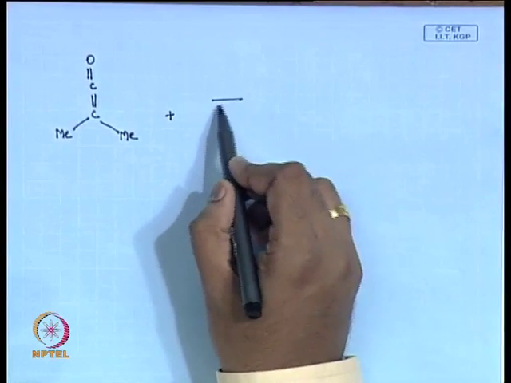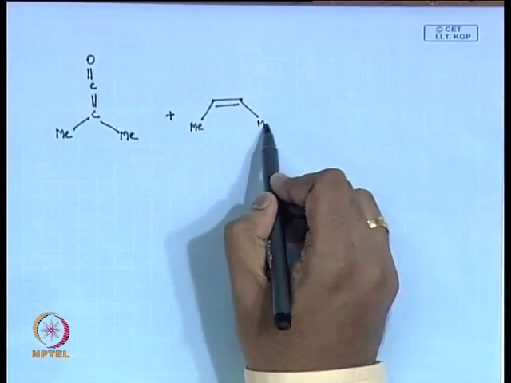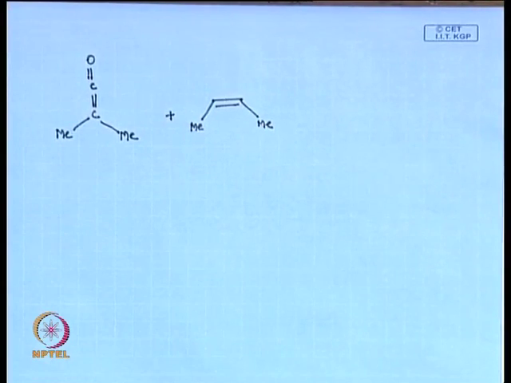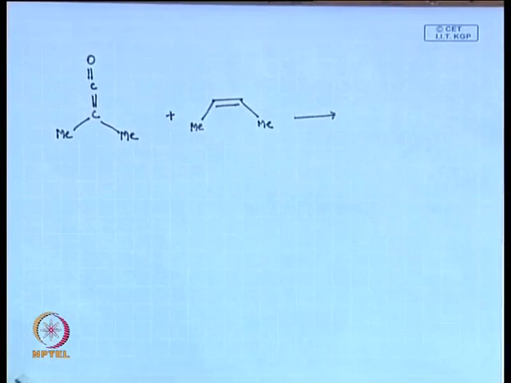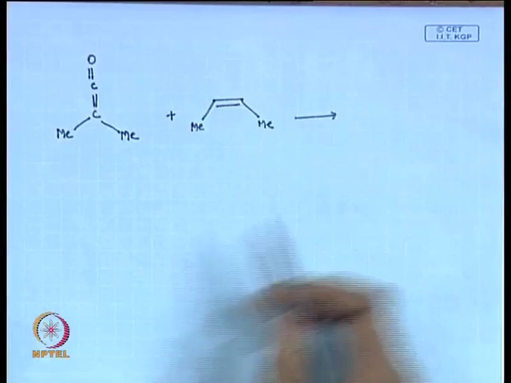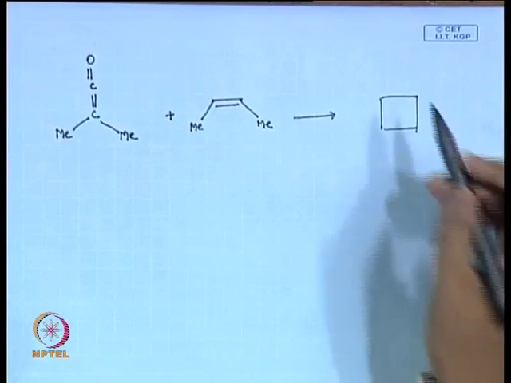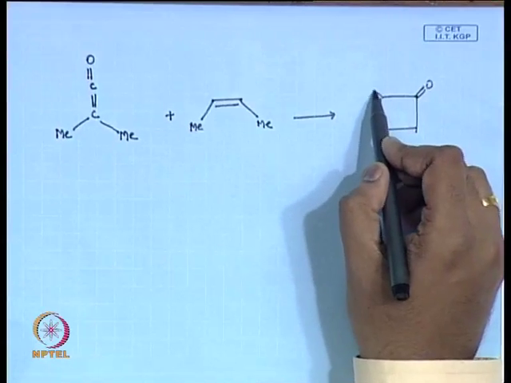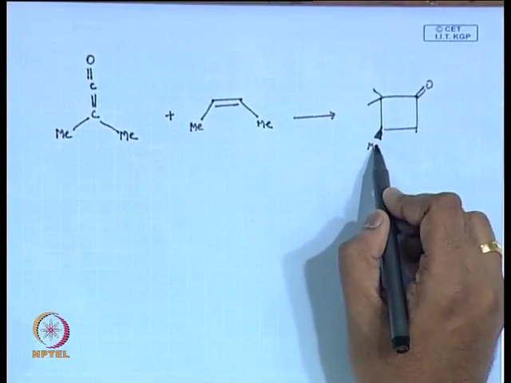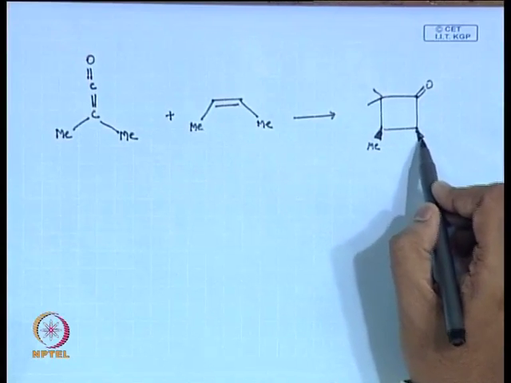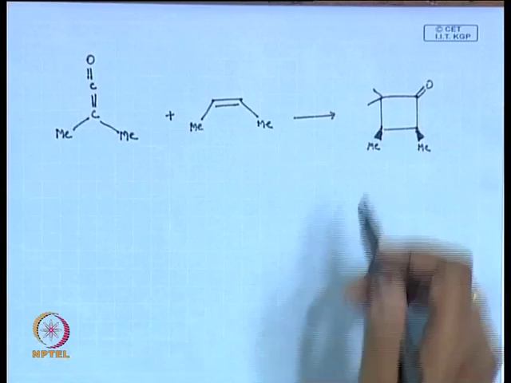See, if I have taken a Z olefin, just I am taking a Z olefin. And if we see this chemistry, the product will be interesting. One way of writing is that, see this, you get this type of product. And this reaction is very fast.